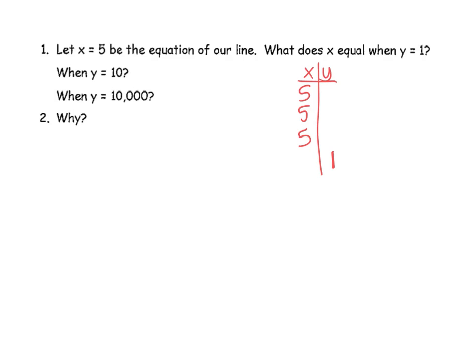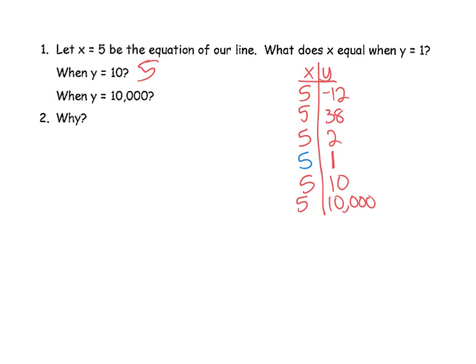Okay, we're looking at my table of values. What's x going to be if y is 1? 5. It's going to be 5 because x equals 5. All of the x's will always be 5. So what about when y equals 10? It's going to be 5. They're all going to be 5. What about when y is 10,000? It's 5 though. It's going to be 5. It doesn't matter what your y's are. I could do negative 12. I could do 38. I could do 2.